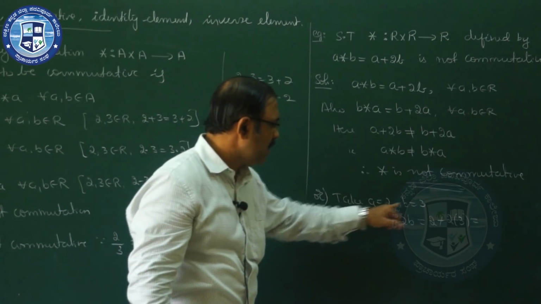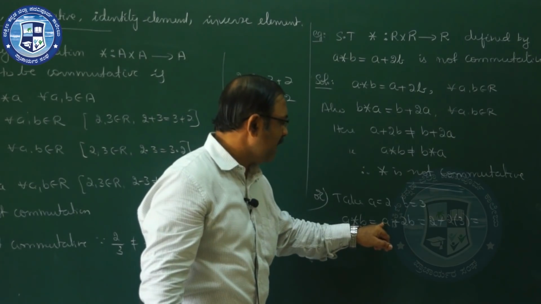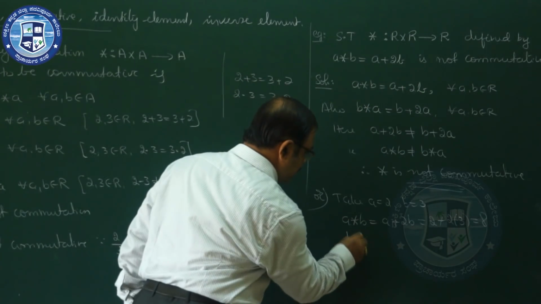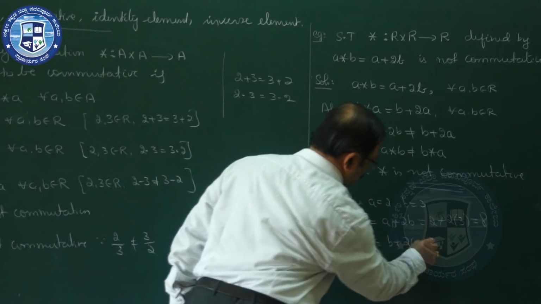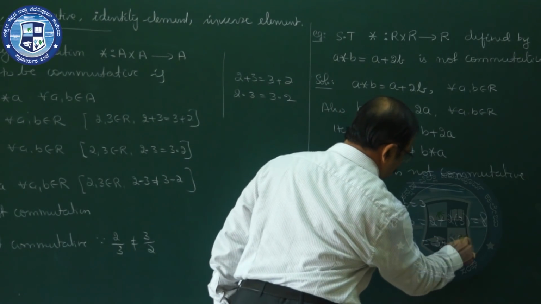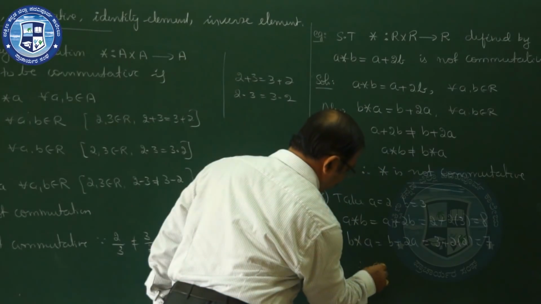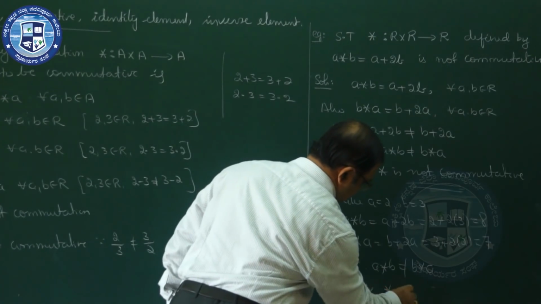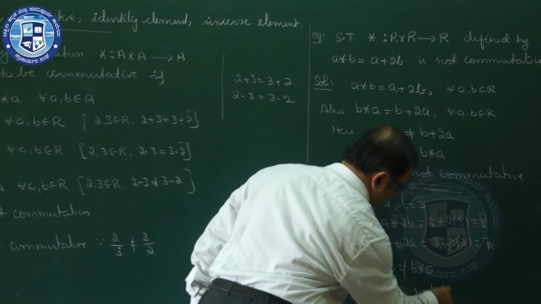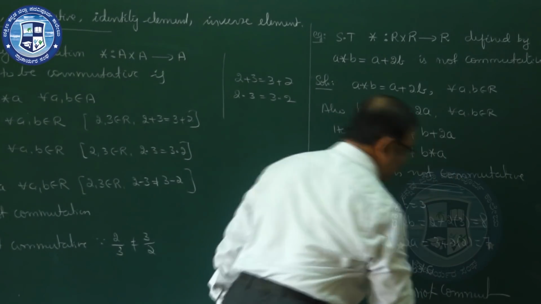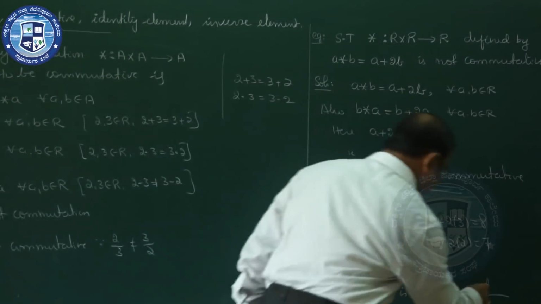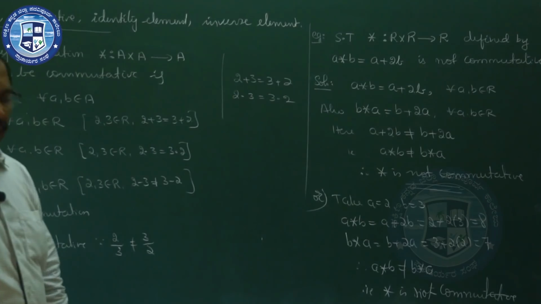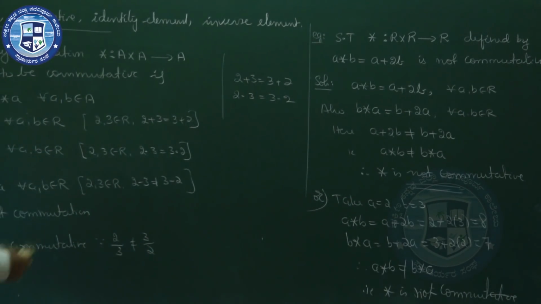A star B is equal to A plus 2B. So, A is 2, B is 3. Therefore, 6 plus 2, 8. What is B star A? B plus 2A. So, B is 3, 2 into 2, so 7. Therefore, A star B is not equal to B star A. That is, star is not commutative. Okay? Followed the idea? So, commutative means A star B is equal to B star A.